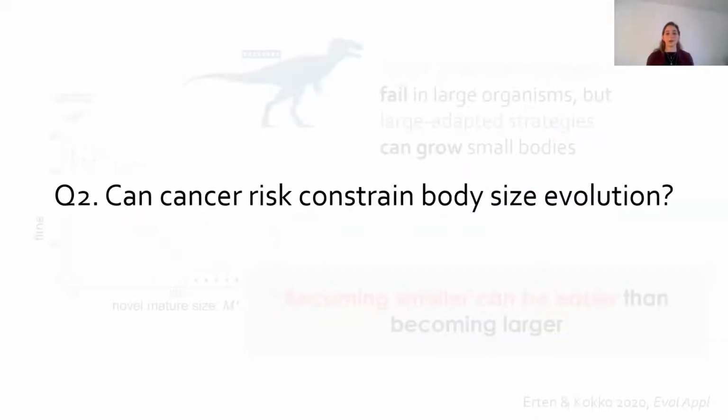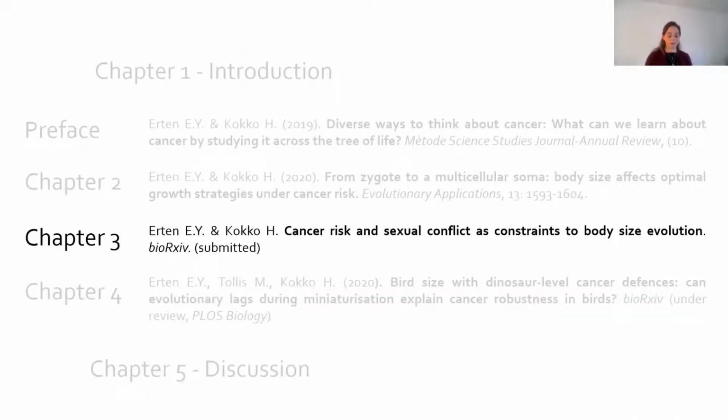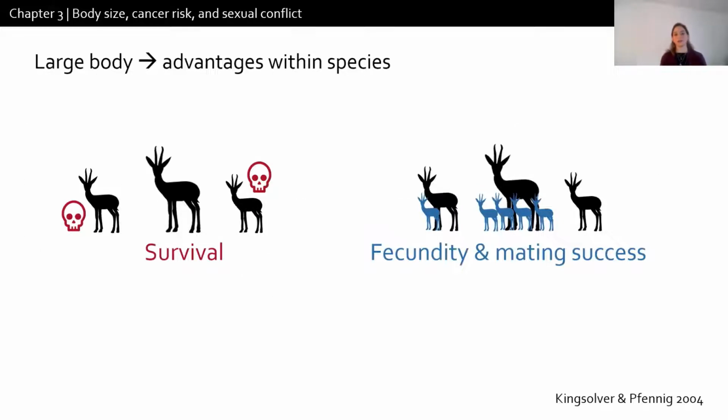So the next question then was, so I've already shown that becoming larger might be tricky. So the question was then, can cancer risk constrain body size evolution? So this was my chapter number 3. Before I start with the details of the model and before introducing you to the results, I would like to talk about why we are interested in body size a little bit.